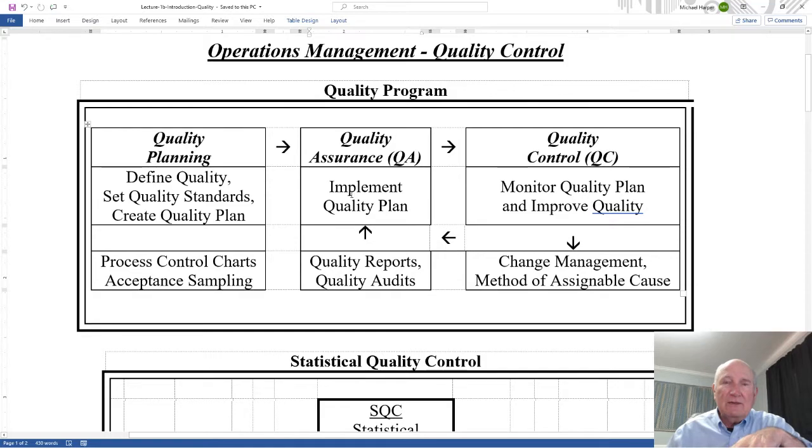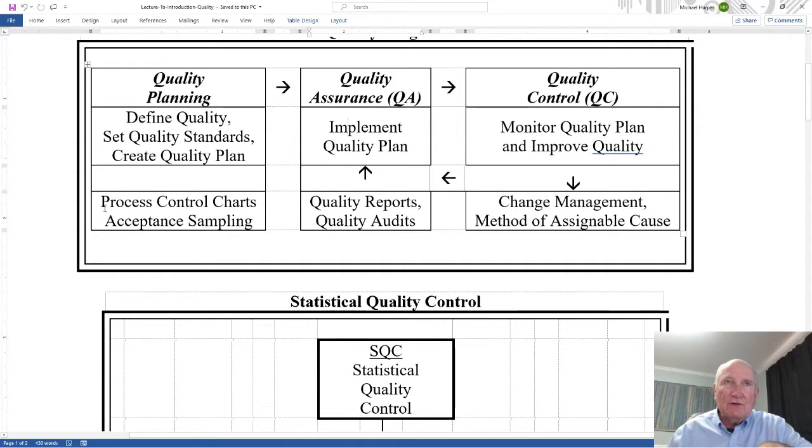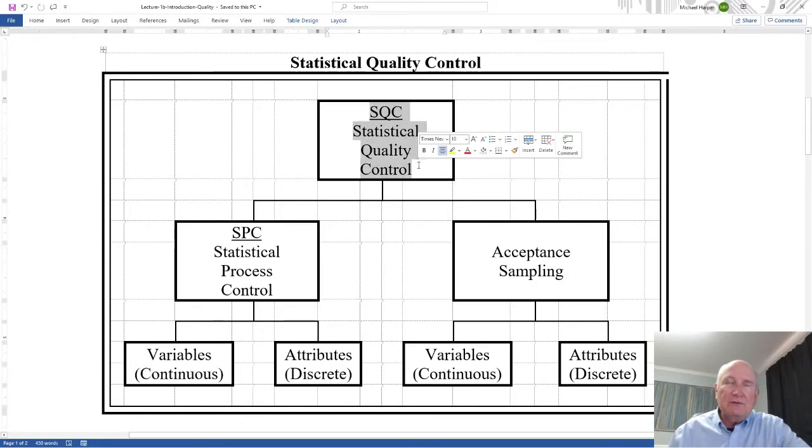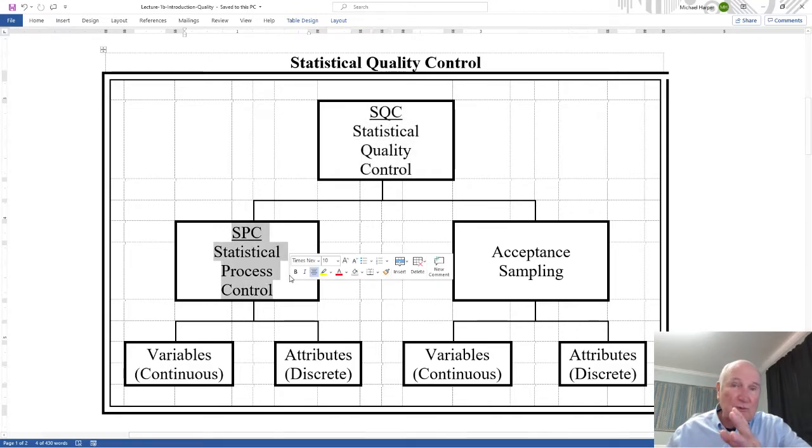Okay, but in this video, I'm going to focus on process control charts and implementing those charts, and later, in another video, I will talk about the control using the charts. So here's the statistical quality control area, which can be broken up into two main branches: statistical process control, which we'll look at in this video, and acceptance sampling, which we will not look at in this video. That would be in another video and in another development.